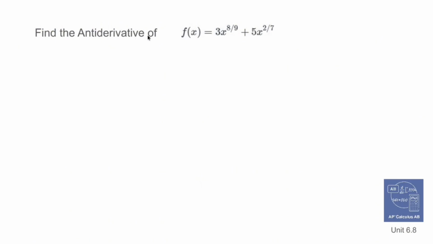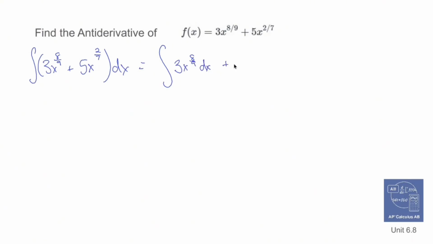Gross. Find the antiderivative of f of x, which is bleh. Well, that's just me finding the indefinite integral. So I'm going to write out 3x to the 8 over 9 plus 5x to the 2 over 7 dx. I'm going to split these up into two separate integrals because why not? So 3x to the 8 over 9 dx plus 5x to the 2 sevenths. Now while I'm at it, oh, dx, can't forget that.